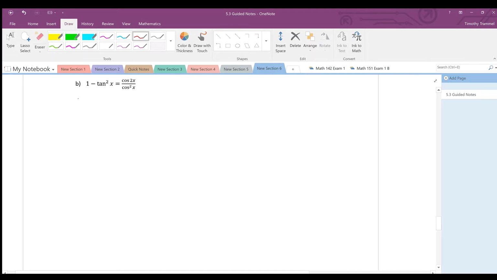All right, now that you've given it a try, let's see, what side do we want to start with? I am kind of looking at this side because I see that I could use a trig identity on that cosine of 2x or the cosine squared of x, either one of them. So that just seems like a natural place to start, so I'm going to do that.